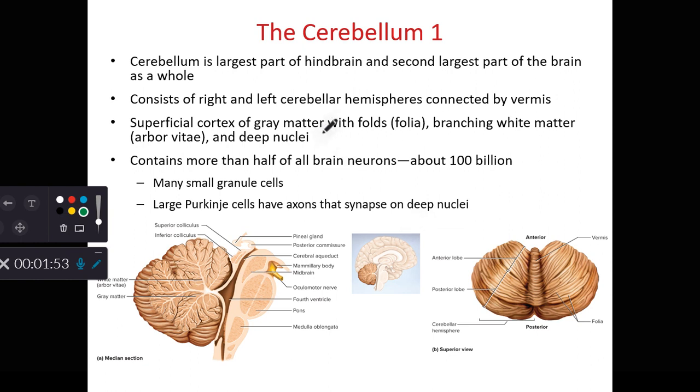And we're also going to have some deep nuclei. When we think of deep nuclei, remember, in central nervous system context, nuclei is gray matter. So we're going to have some regions of gray matter buried deep within the cerebellum.